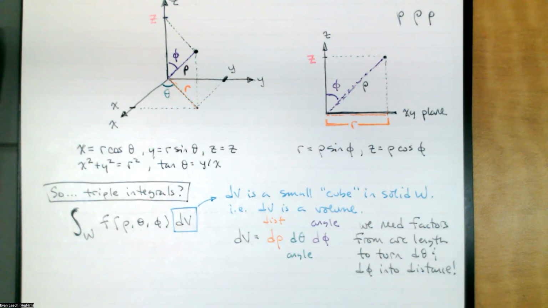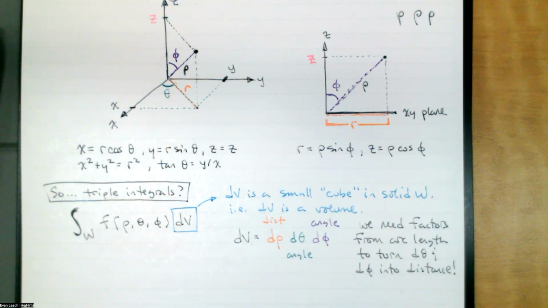The easiest one to fix is d phi. Remember how we fixed d theta? We asked how far away from the origin we are when we're making our d theta. We just use arc length. D theta, we multiplied by r. That's how far we are from the origin.